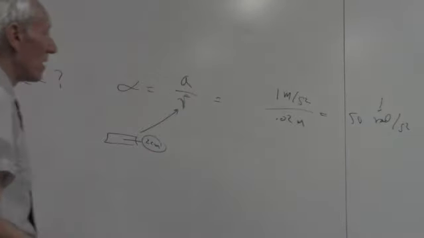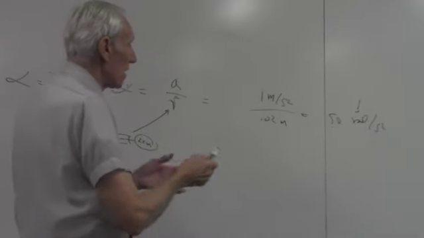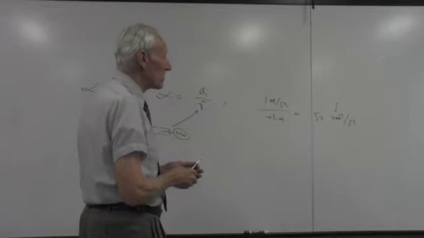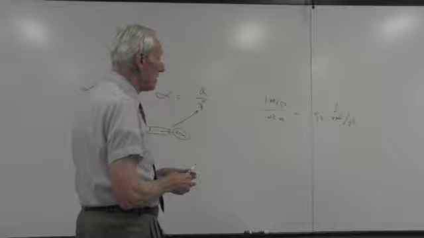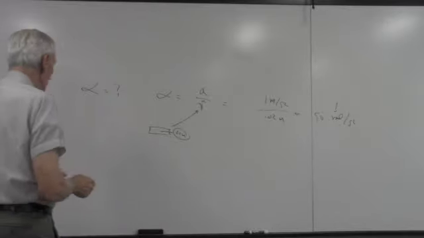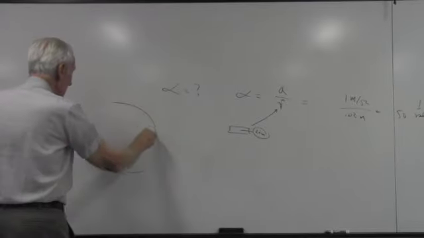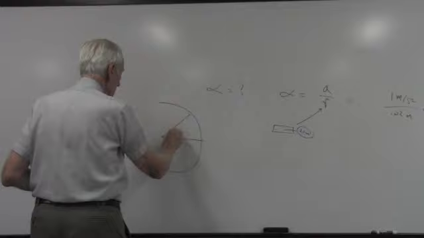Radians, I think you've talked about radians now with rotational motion. Radians are the corresponding rotational unit. Instead of meters, we use radians. Just in case you haven't got to that yet, 1 radian is about 57 degrees.